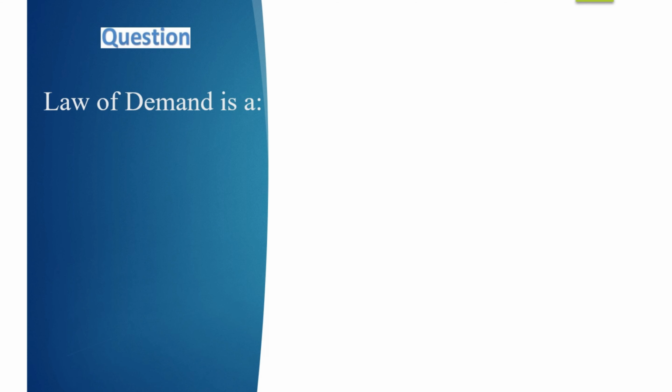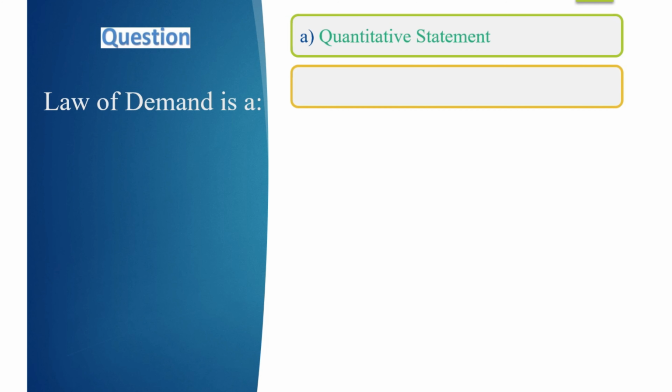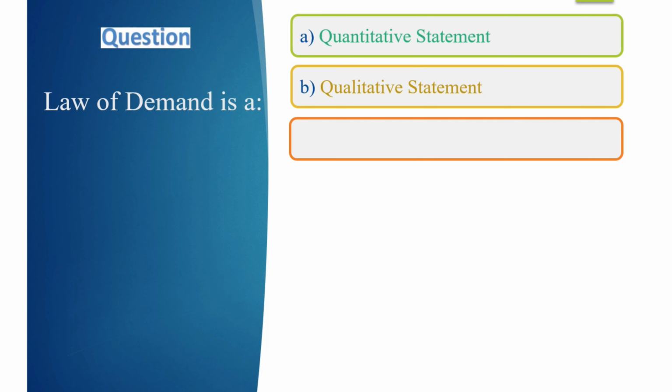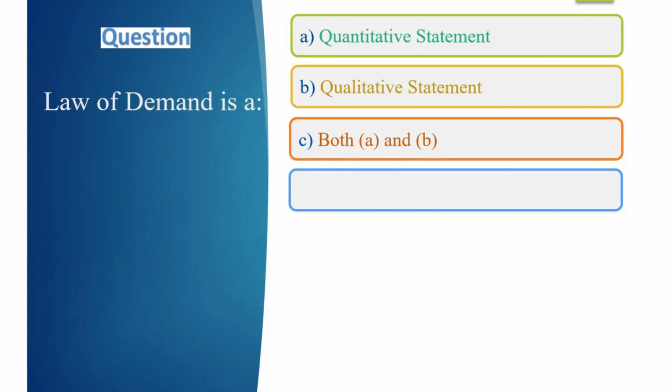And our next question is लॉ ऑफ डिमांड इनमें से क्या है? ऑप्शन नंबर 1 क्वांटिटेटिव स्टेटमेंट, ऑप्शन नंबर 2 क्वालिटेटिव स्टेटमेंट, और ऑप्शन नंबर 3 बोथ ए एंड बी, और ऑप्शन नंबर 4 नन ऑफ द अबव. एंड द करेक्ट आंसर फॉर दिस क्वेश्चन इज option number B, qualitative statement.